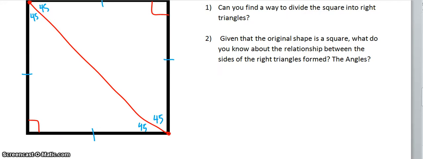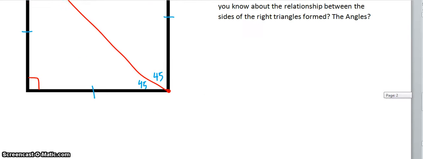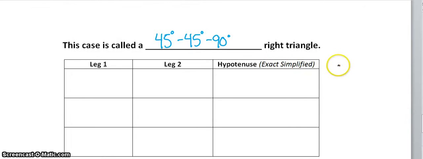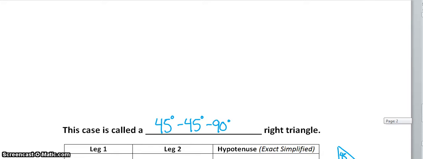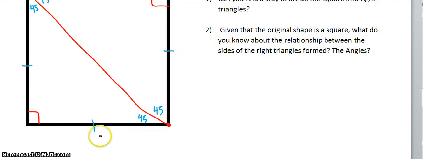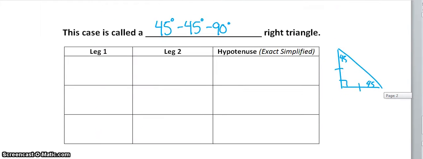Okay, so a 45, 45, 90 triangle comes from cutting a square into 2 right triangles. Okay, it looks something like this. You have a right triangle. 2 sides are the same. The angles are 45, 45, and 90. Okay, so let's say one of my sides is 1. The other side would also be 1. Can I find the missing side? The answer is yes, because we know Pythagorean theorem.